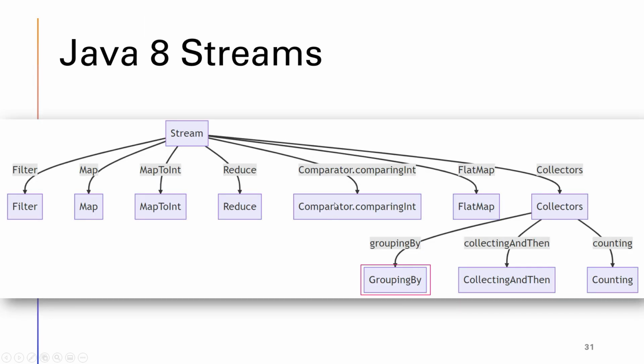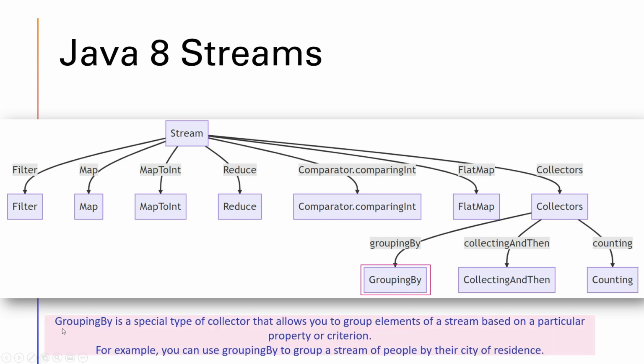Now the other one is groupingBy. GroupingBy is a special type of collector that allows you to group elements of streams based on a particular property.